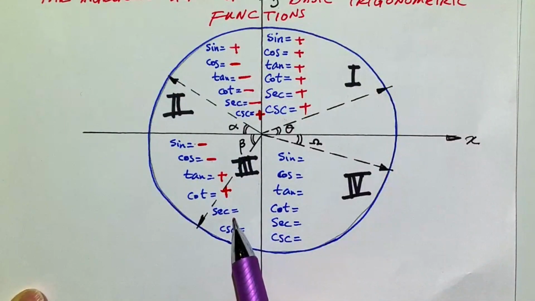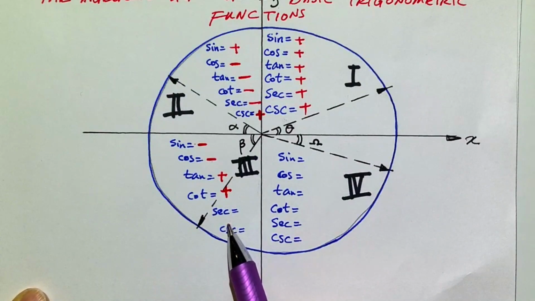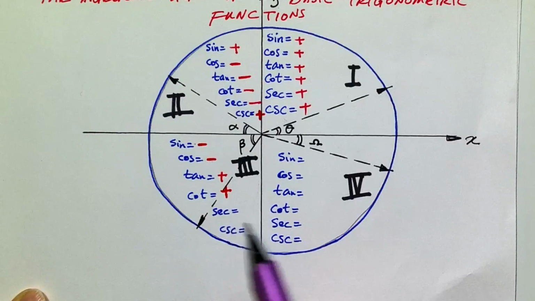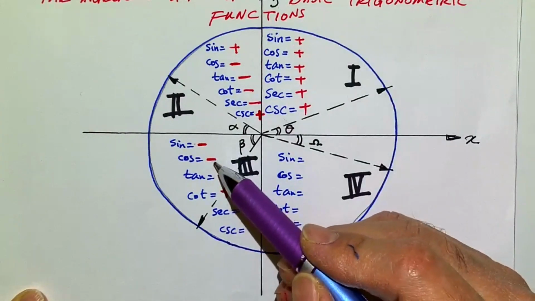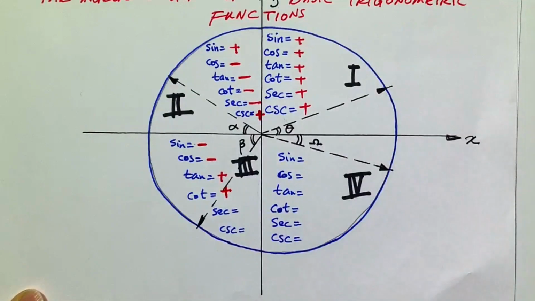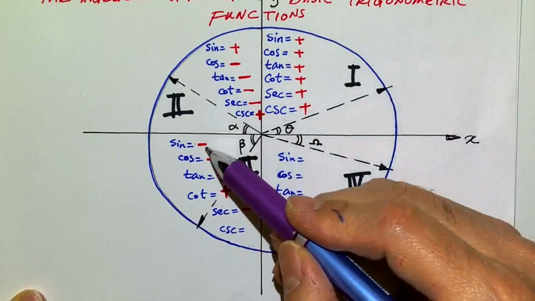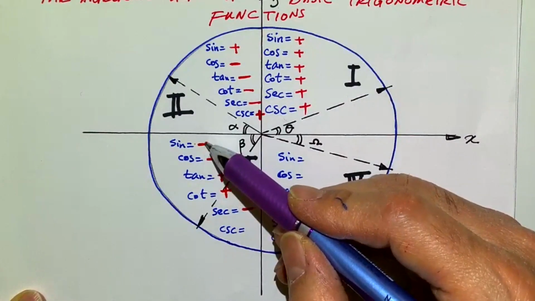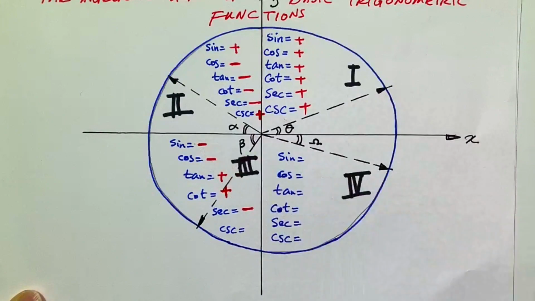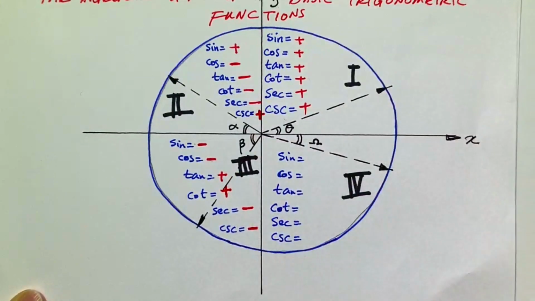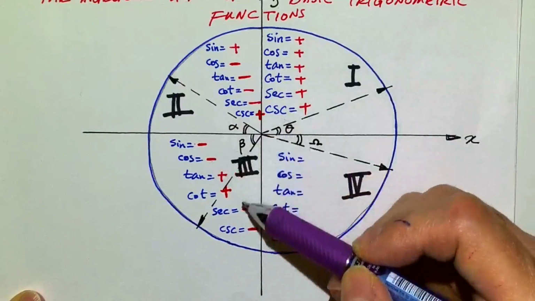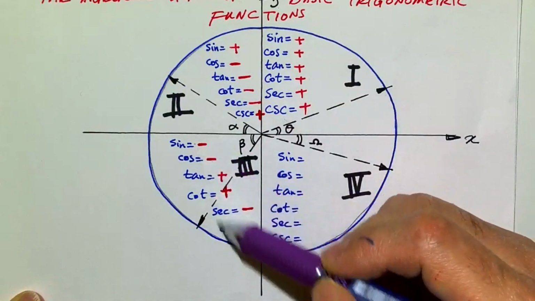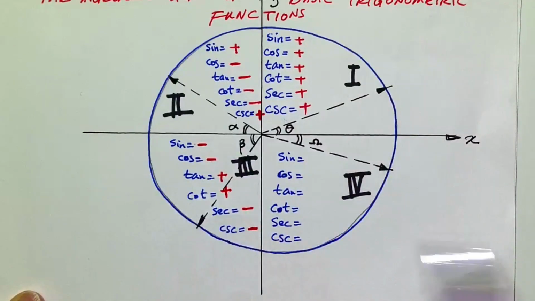How about the secant function? Secant is the reciprocal of which function? Reciprocal of the cosine function. So if cosine is negative, take the reciprocal of a negative number, you get a negative number. So negative. How about cosecant? Cosecant is the reciprocal of the sine function. And the sine function is negative in the third quadrant, so take the reciprocal of a negative number. What do you get? You get a negative number. So in the third quadrant, the only positive trigonometric functions are tangent and cotangent.